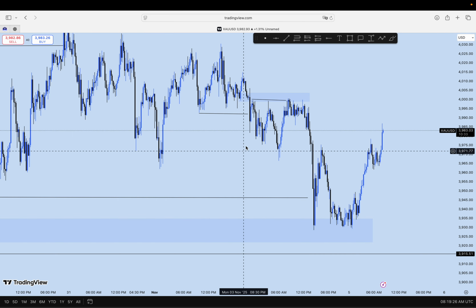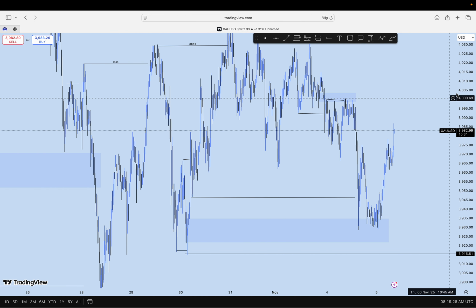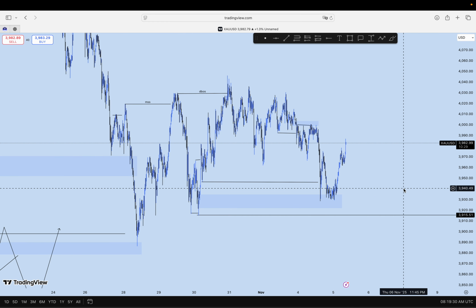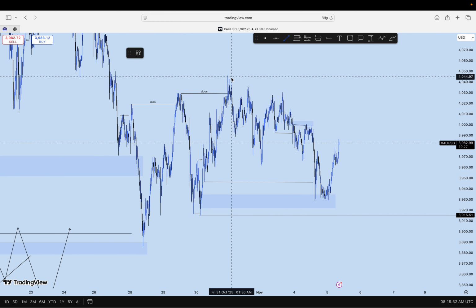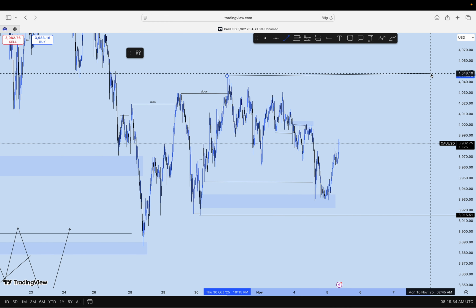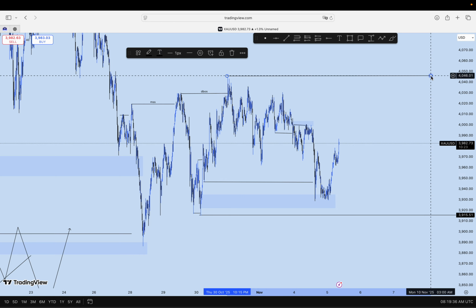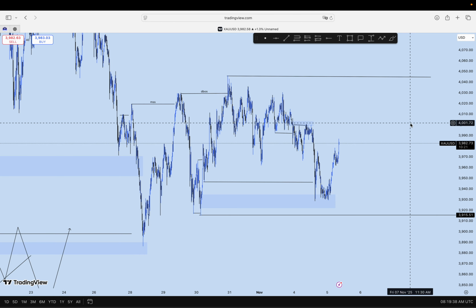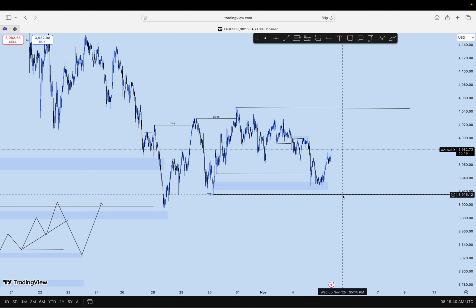So for me, I'm still bullish on XAUUSD. I'll have much more confidence in my bullishness if this high is cleared. So let's wait and see.